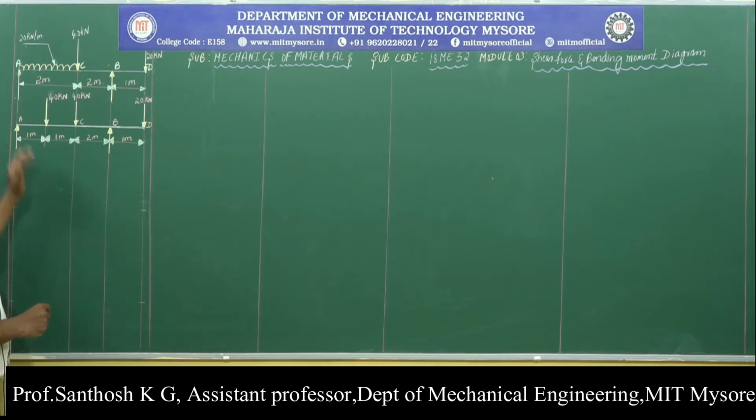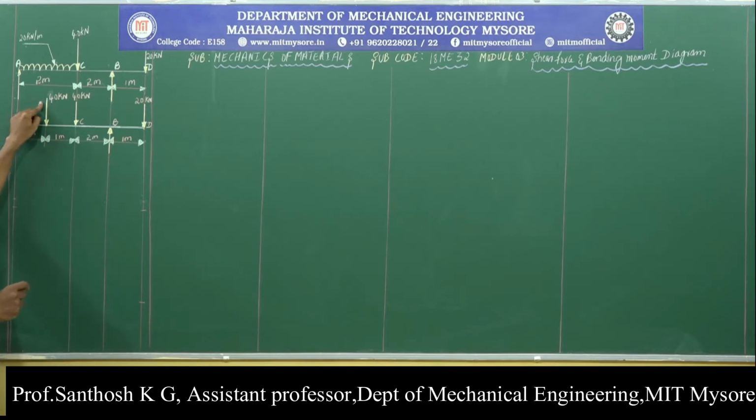So, the first step is always to convert the given UDL, uniformly distributed load, into an equivalent point load. The equivalent point load will be equal to the magnitude of the UDL multiplied by the length over which the UDL acts. Here the UDL is 20 and it acts through a distance of 2. So, 20 multiplied by 2 gives 40 kilonewton.